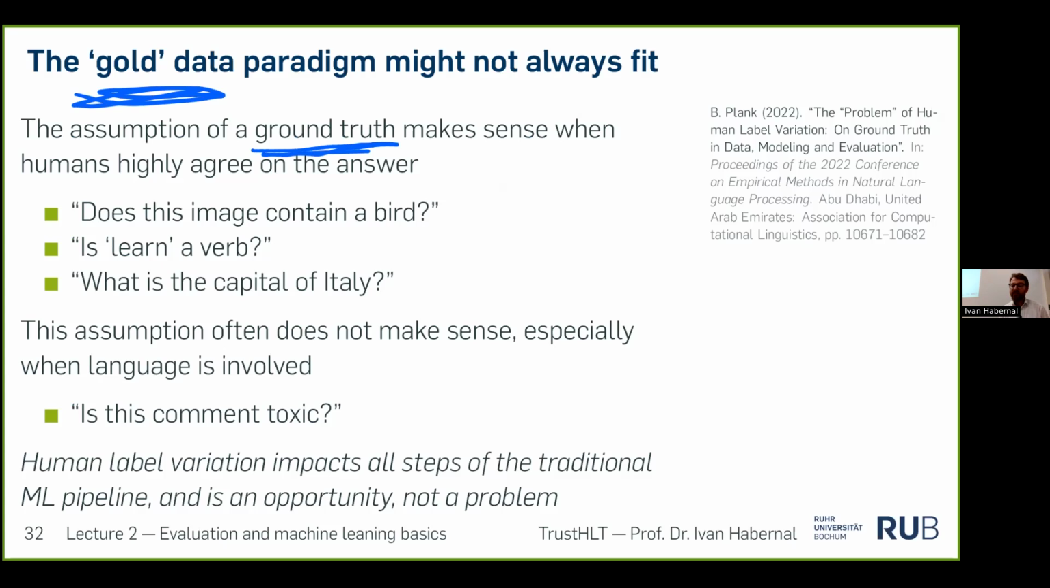For example, if you're labeling data, so does this image contain a bird? If you see a bird on the image, people would agree on that, right? I mean, there's a bird on the image.